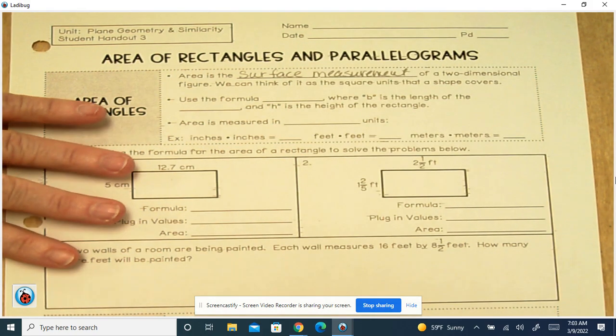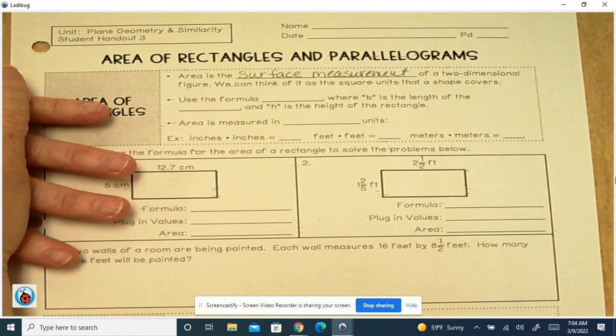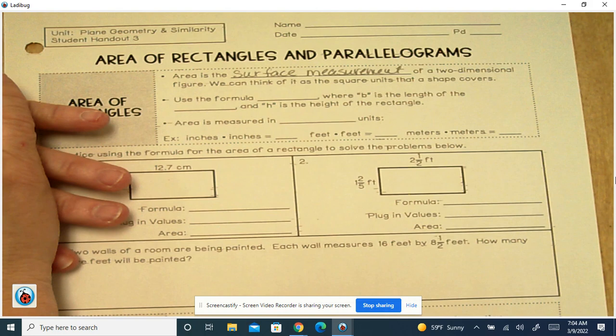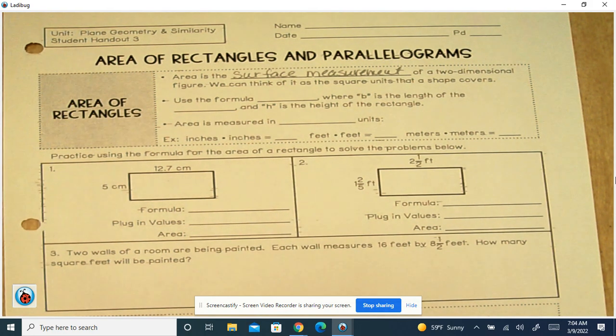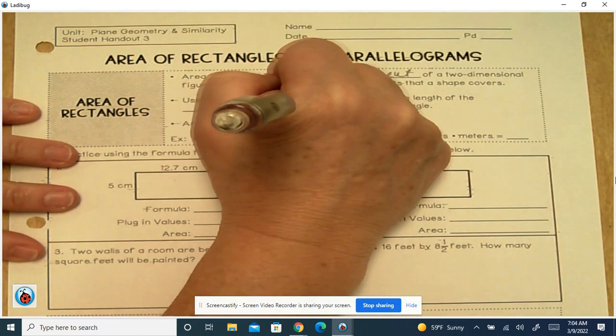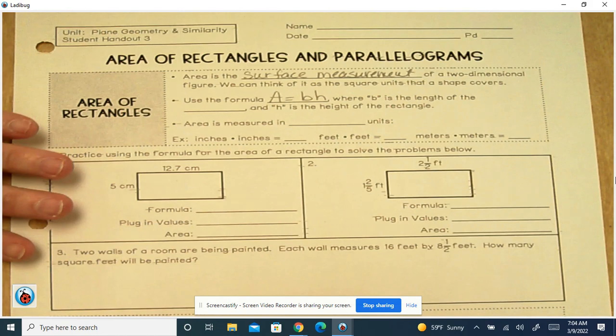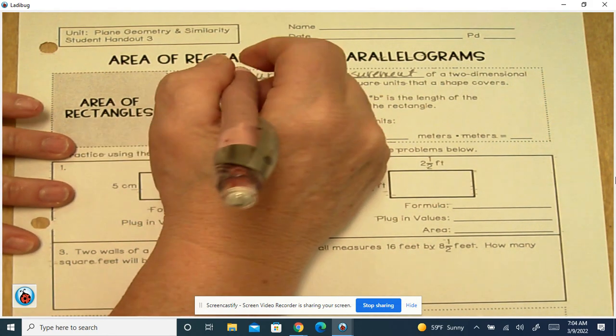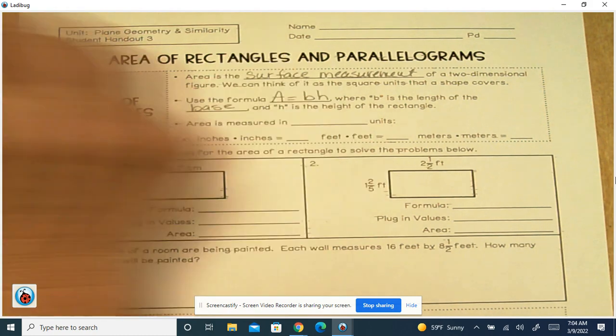of a two-dimensional figure. We can think of it as the square units that a shape covers. And the example that I used in class was the bulletin board. We have the border. The bulletin board itself is the area. And we're going to use the formula area equals base times height, where B is the length of the base and H is the height of the rectangle.